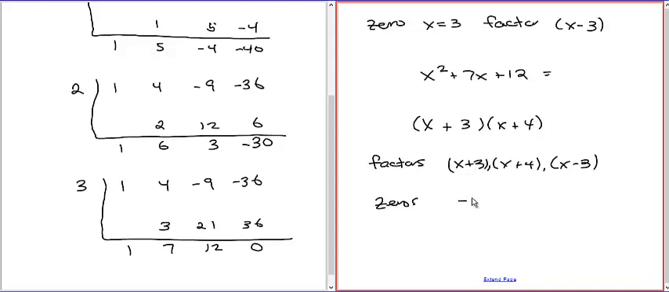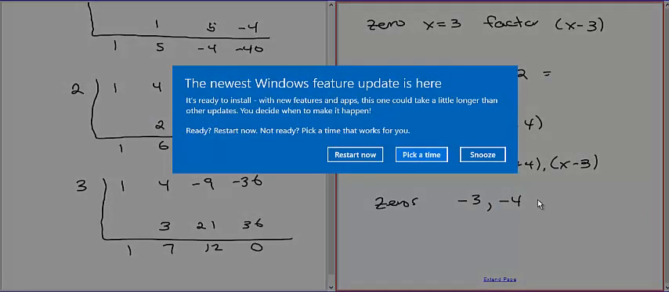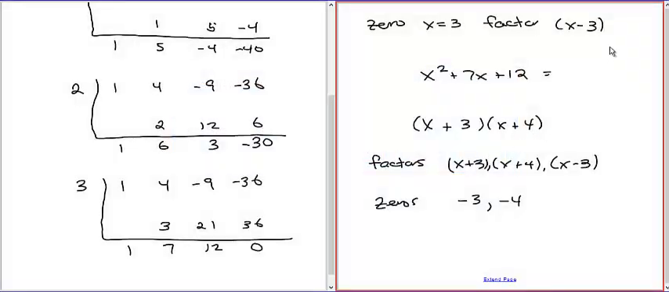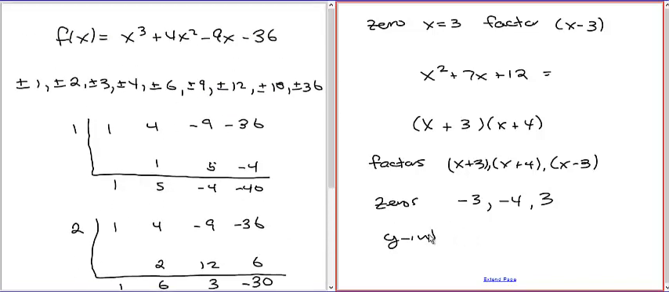So the corresponding zeros are negative 3, negative 4, and positive 3. And we also have a y-intercept. Go back to our original equation, that's f of 0, negative 36.